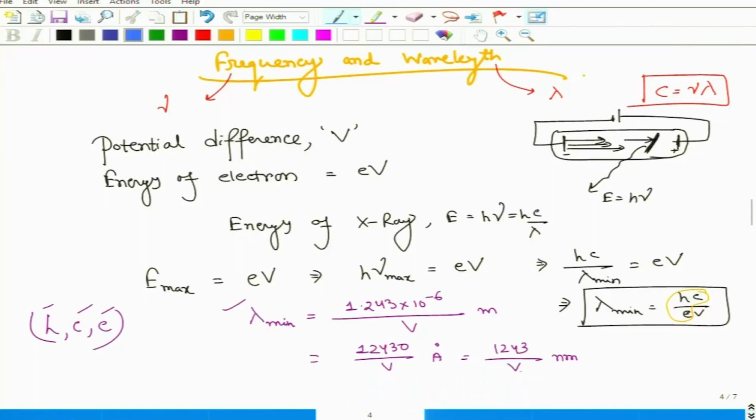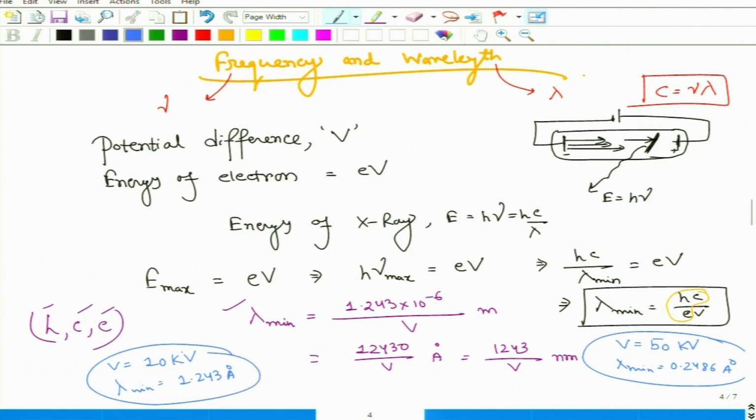So we are discussing this lambda minimum, frequency and the wavelengths. Now if the applied voltage V is 50 kilovolt, then lambda minimum is 0.2486 angstrom. And if the voltage is 10 kilovolt, it's just mathematics, then the lambda minimum would be 1.243 angstrom. So as the voltage increases, lambda decreases, we can see from here.